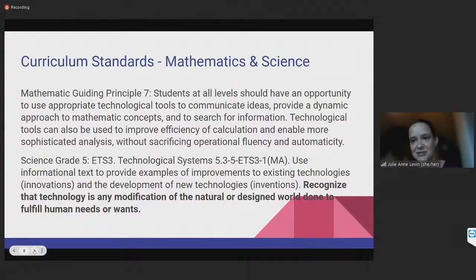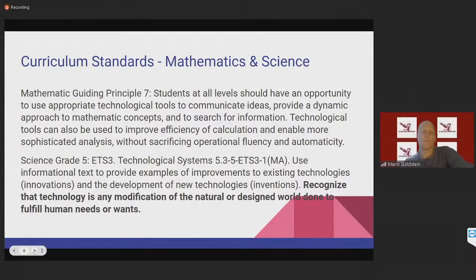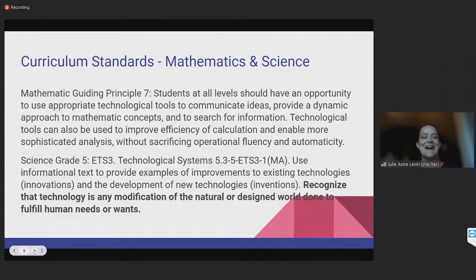I was talking to Dr. Leclerc earlier today, and I said, but technology is everywhere. She was sharing that she had worked with a director of technology earlier in her career, and she was really clear that technology isn't separate. It's everything we are doing to innovate and to modify the natural or designed world, to fulfill any human need or want.